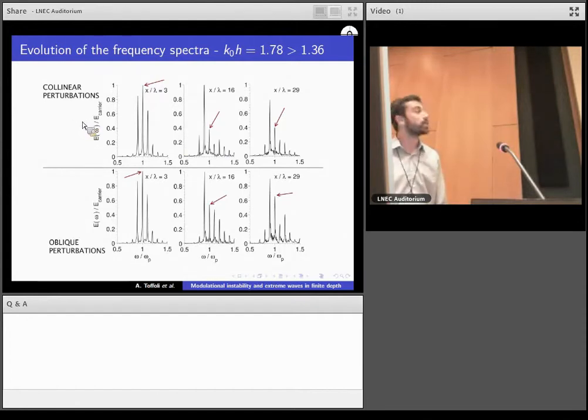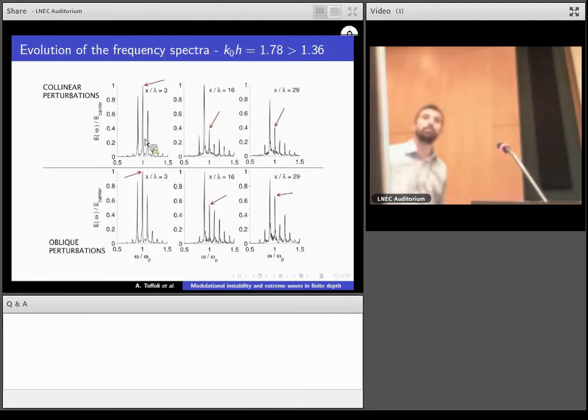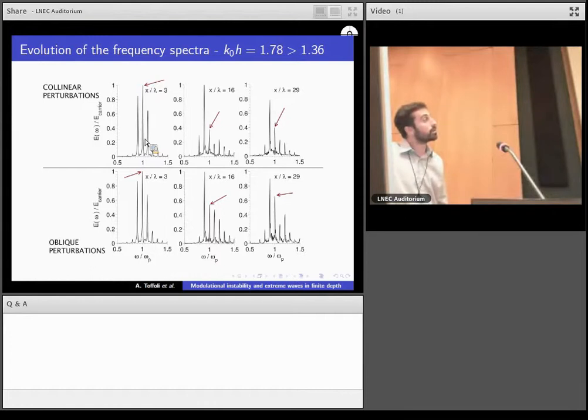I use an arrow to show you the carrier wave. So here we are starting our experiment with a carrier wave, which is slightly modulated by two sidebands. And the process of modulation instability can be seen in the evolution of the wave spectrum by a downshift of the energy from the carrier wave to the sidebands. So as you see here, the modulational instability takes place because the energy is transferred to the sidebands from the carrier wave. And the same process happens also in the case of the oblique perturbations. So again, the energy in the carrier is transferred to the sidebands.